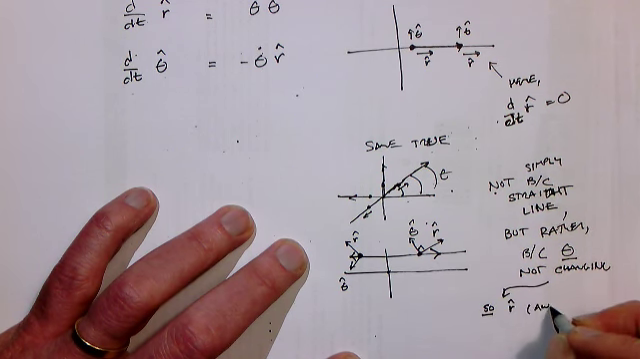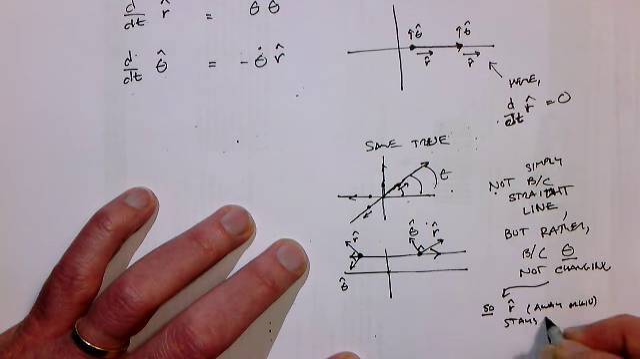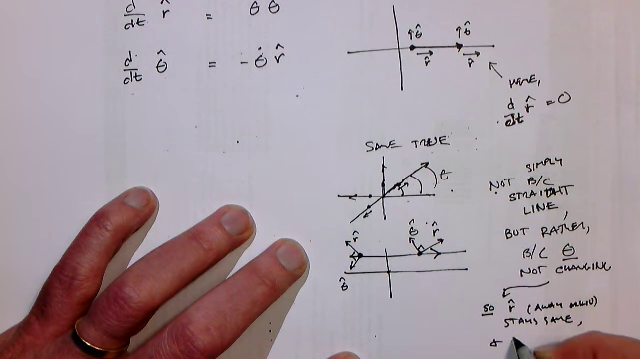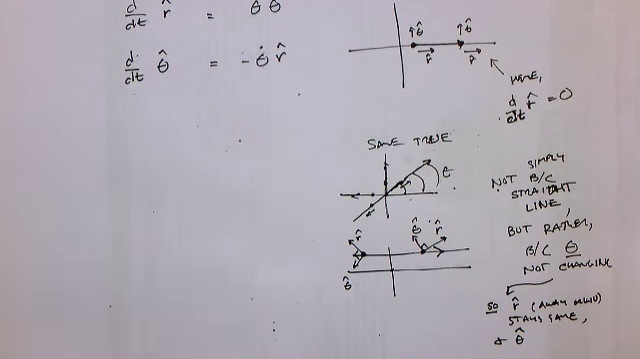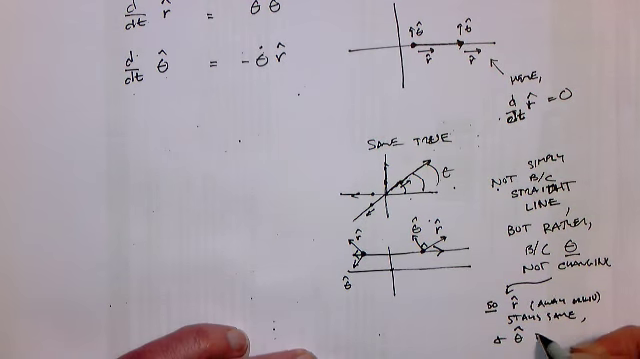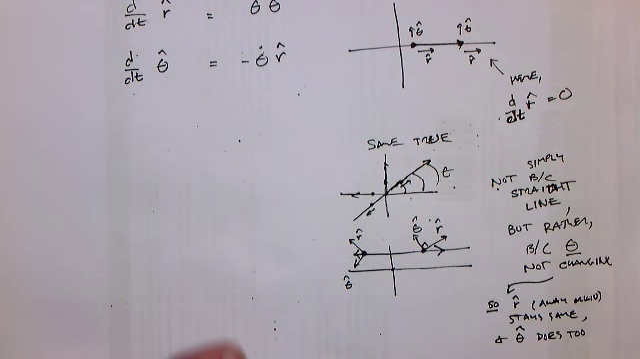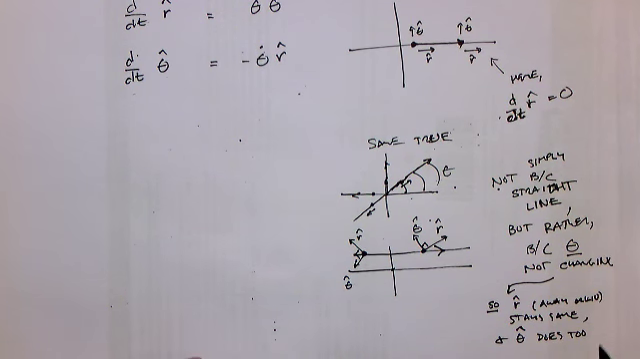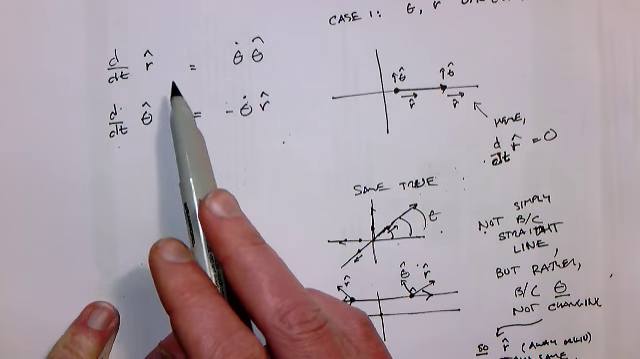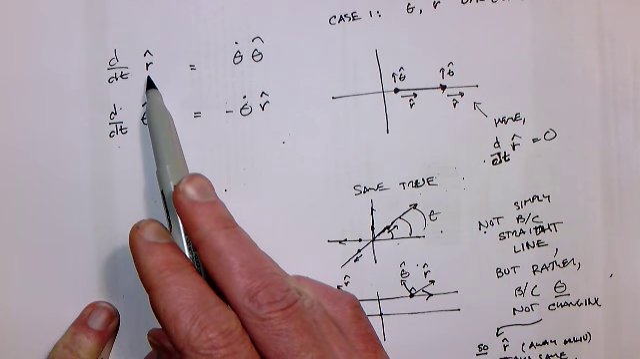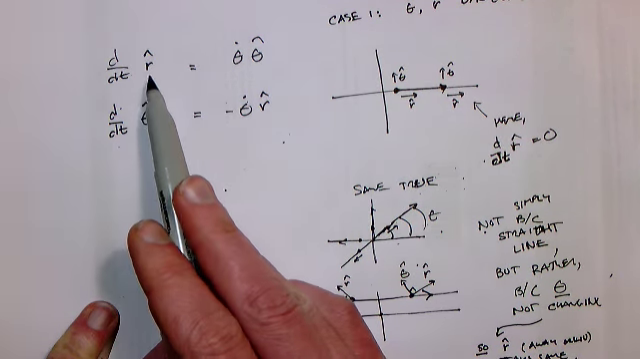So r hat, which points away from the origin, stays the same. And theta hat also stays the same because theta is not changing, so the way that you move to increase theta stays the same. And theta hat does too. Okay? So this is one way to get some insight into this idea that you need theta to be changing in order to get a meaningful time derivative of r hat and theta hat.